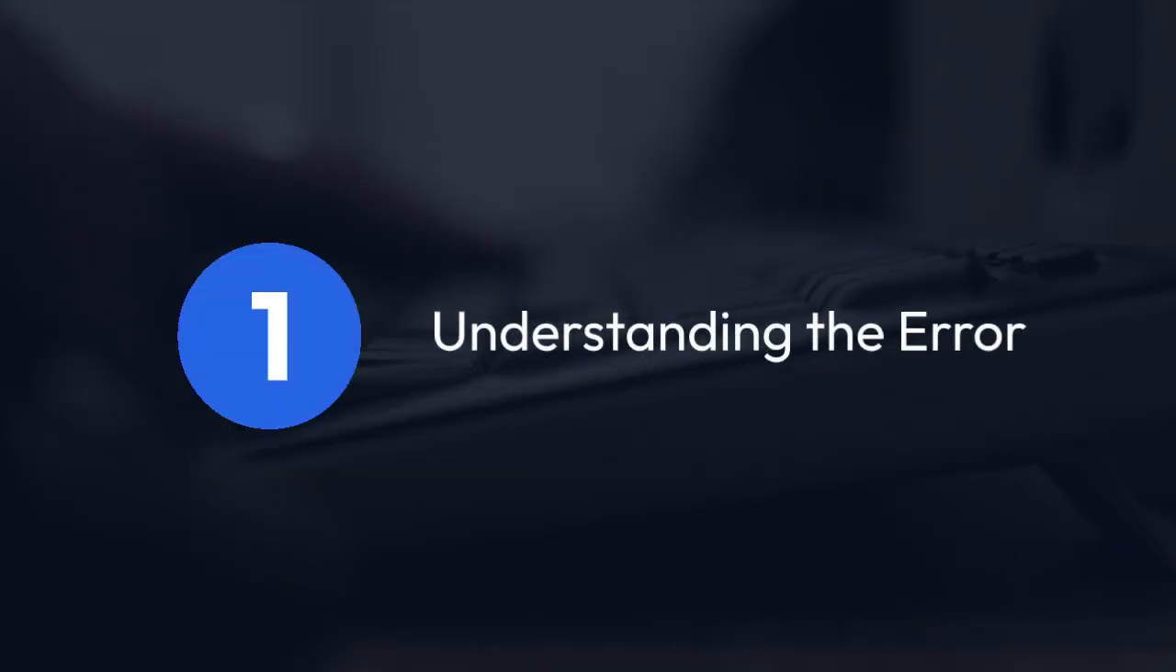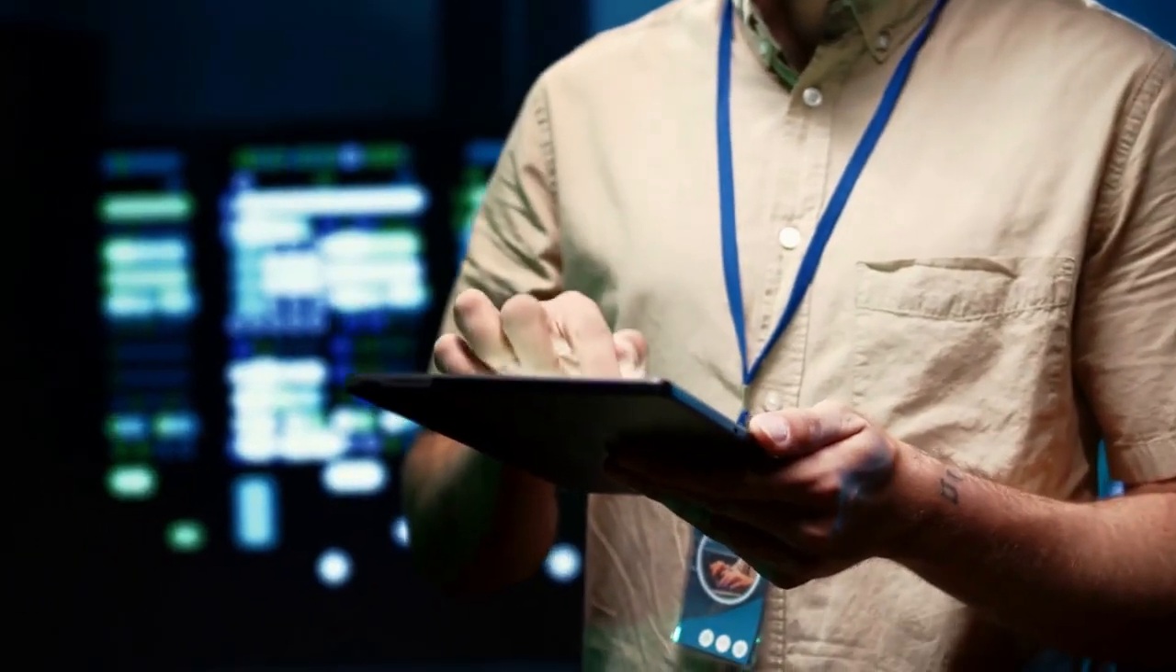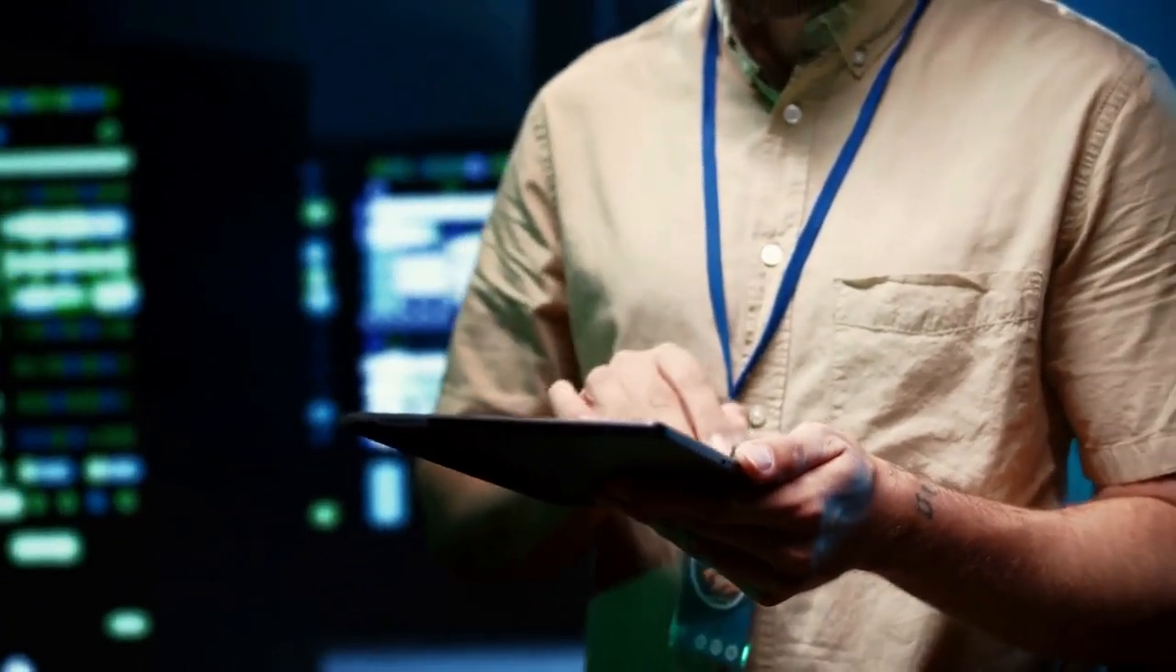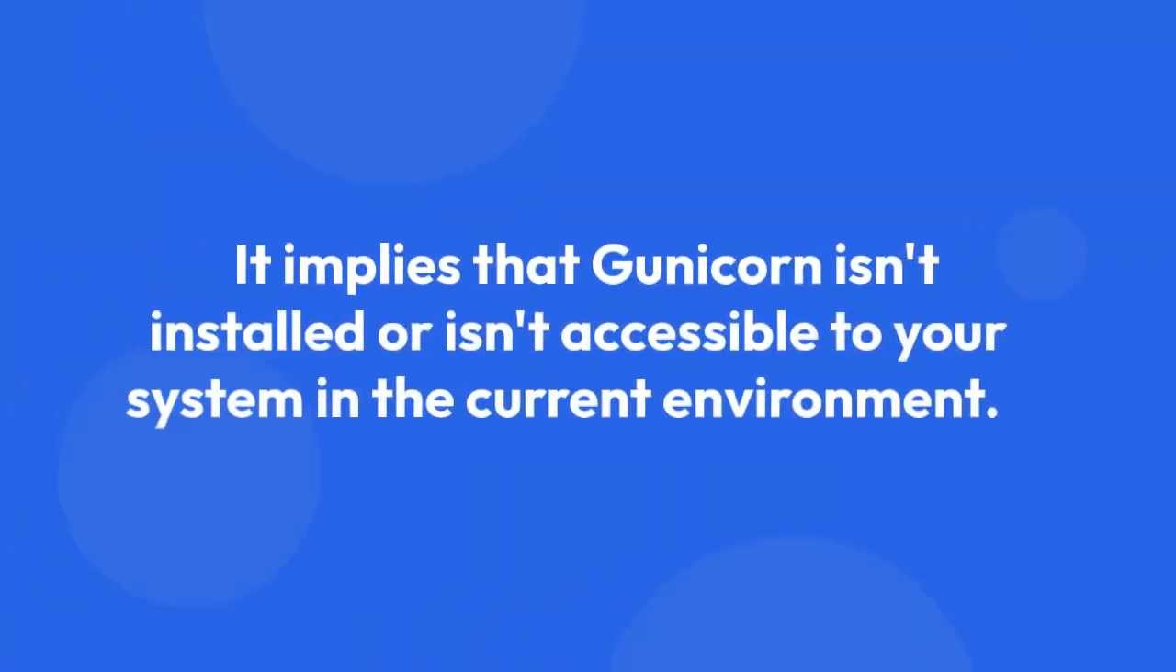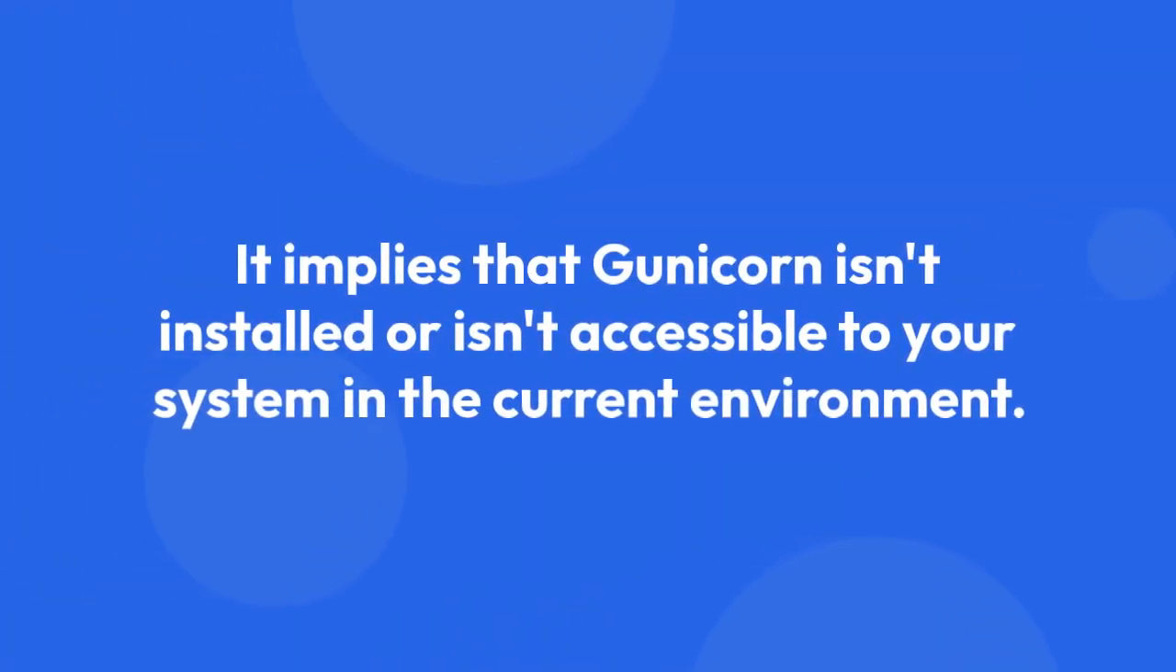1. Understanding the error. The error message clearly states that the system's shell, /bin/bash, cannot locate the Gunicorn command. This implies that Gunicorn isn't installed or isn't accessible to your system in the current environment.